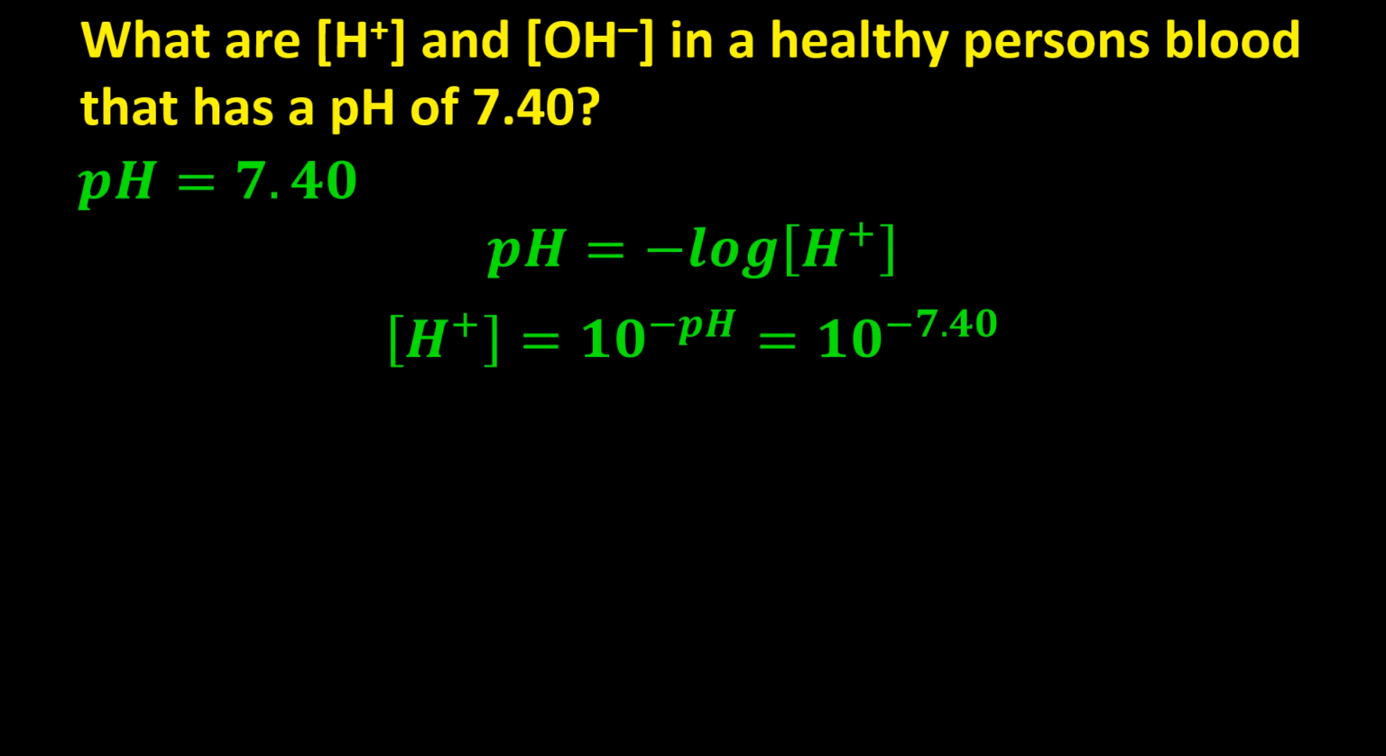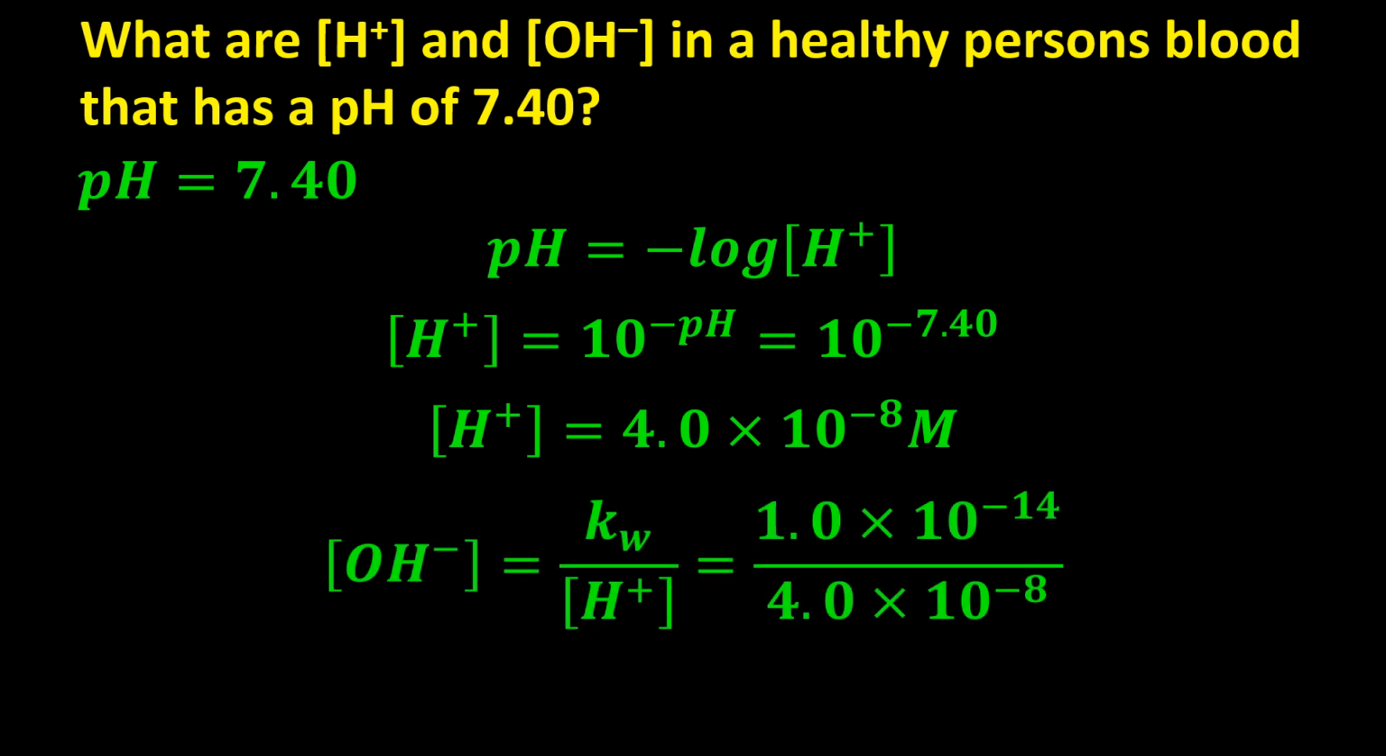So if we take 10 to the negative 7.40, that's going to give us the hydrogen ion concentration of 4.0 times 10 to the negative 8 molar. Okay, so again, try this out on your calculator. Make sure that you're able to reproduce this number and get this result.